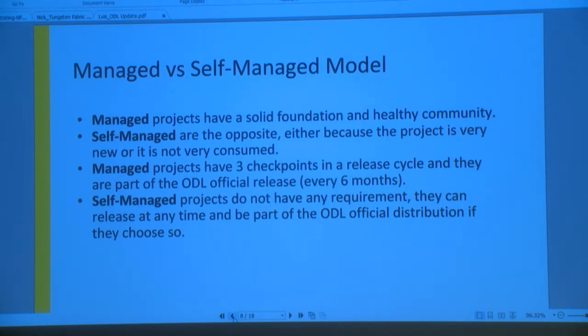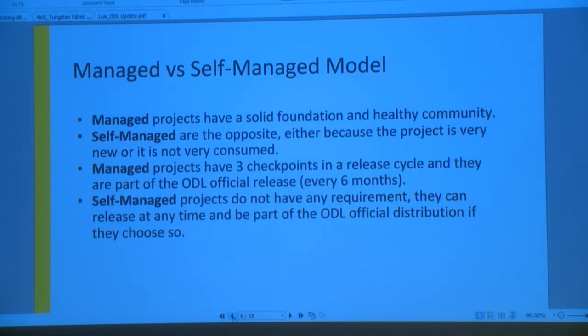The second reason is the managed versus self-managed model. We introduced this concept in this release cycle. The managed projects are those projects that have a solid foundation and a healthy community in OpenDaylight. And self-managed projects are the opposite. These projects don't have a strong community. They are not very well supported, either because they are very new, or because they are old and nobody really uses them much, right? So for this reason, we have the self-managed.